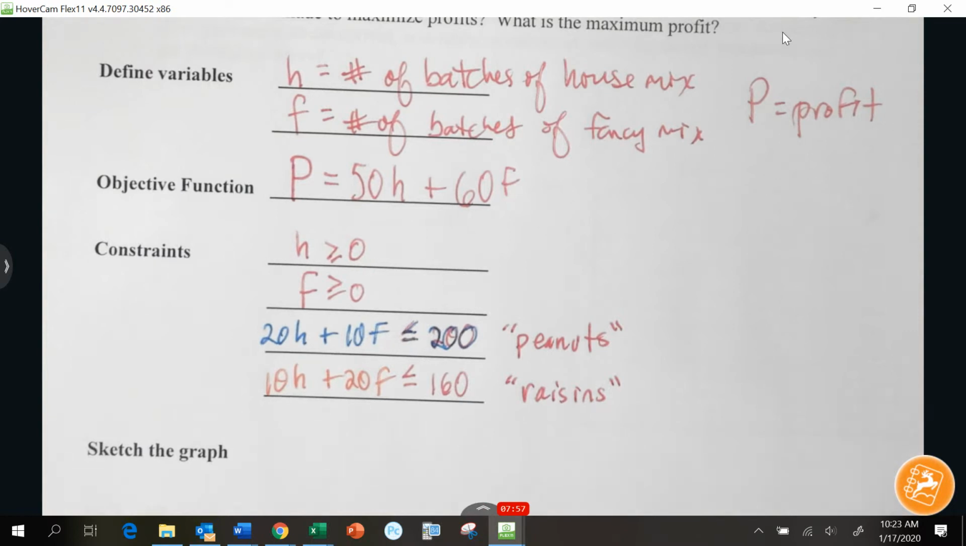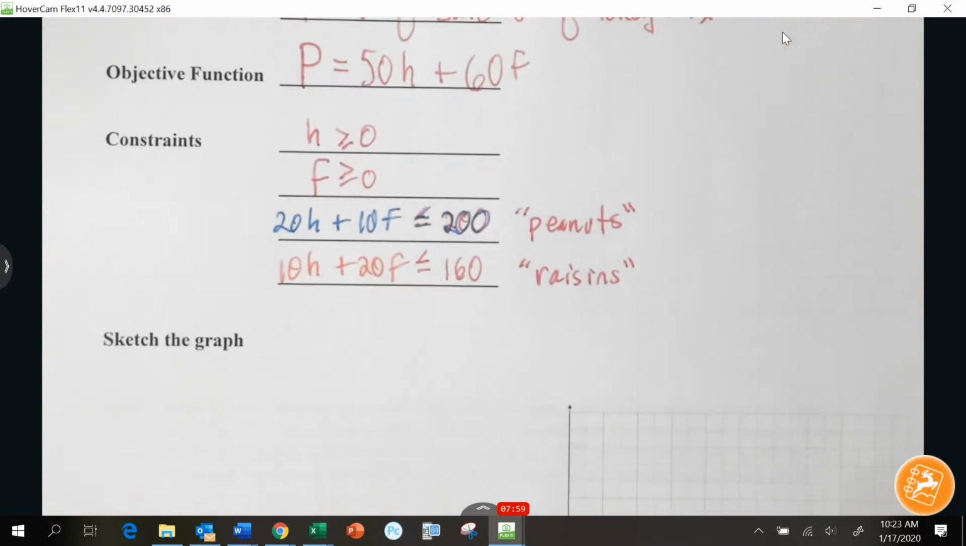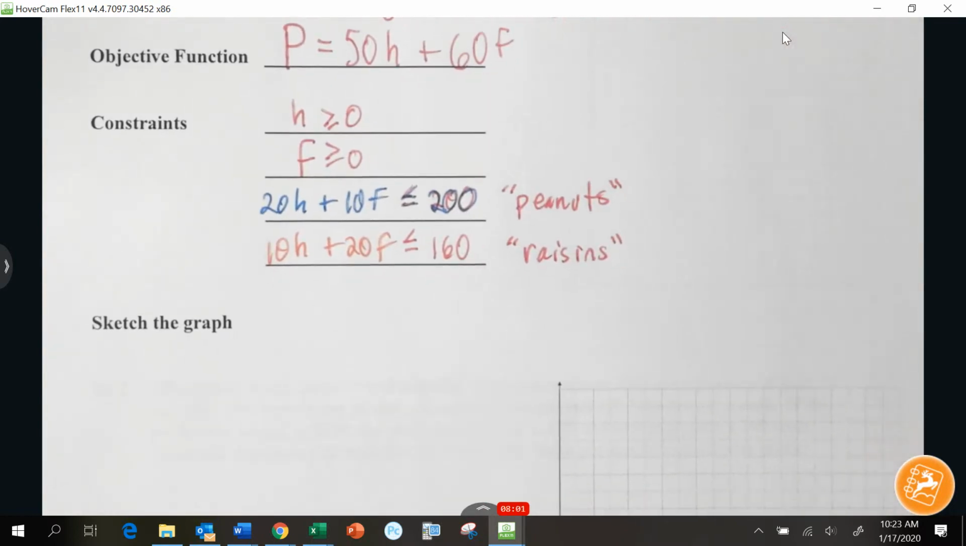I would totally only buy the house mix because I don't like raisins. Random piece of information for you.